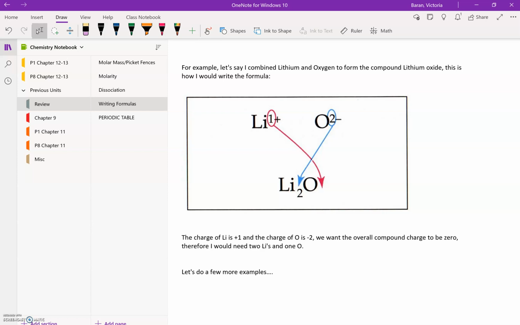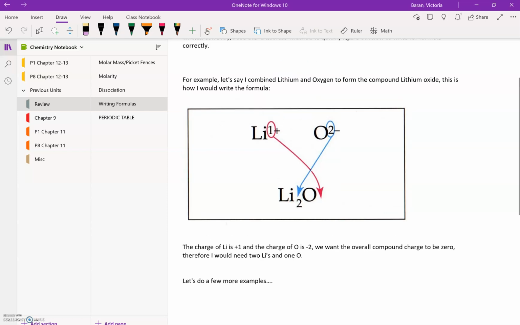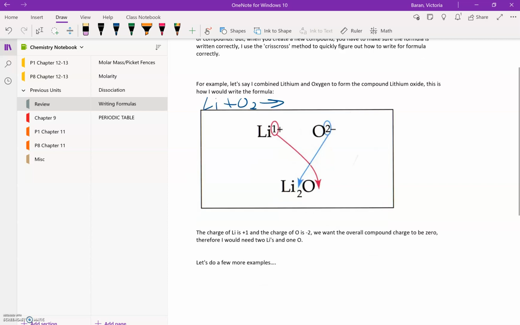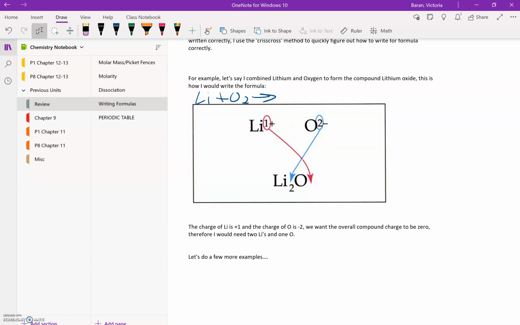So I have an example here. Let's say I had some type of reaction where I combined lithium and oxygen together, okay? So I did lithium plus oxygen, and I would get lithium and oxygen combined together. This is how I would figure out what that formula is. I call this the crisscross method. I do things this way just because it's a very quick and easy method to determine the correct formula for a new compound. So lithium on our periodic table would have a charge of +1.